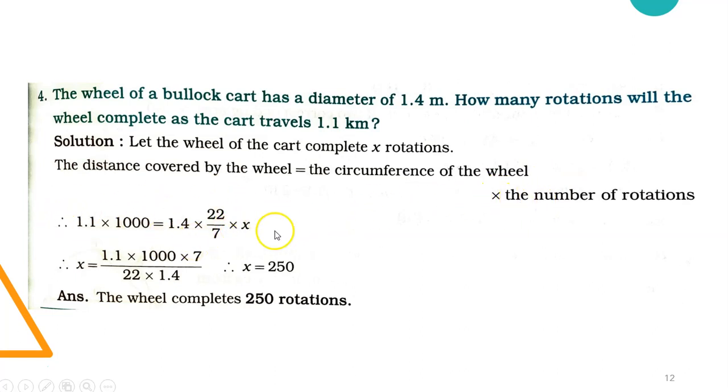Once again, I'll repeat this part. Distance covered by wheel is equal to circumference of the wheel multiplied by number of rotations. So distance covered is 1.1 multiplied by 1000, which is equal to circumference, diameter 1.4 multiplied by pi, which is 22 upon 7, into number of rotations x. So when I cross multiply and I solve this, I get 1.1 into 1000 into 7 upon 22 into 1.4. Some cancellations, some multiplications, and I get the value of x as 250.